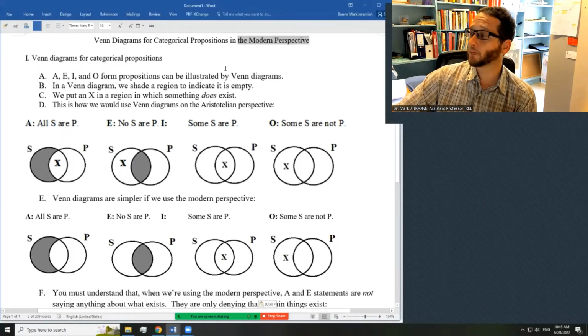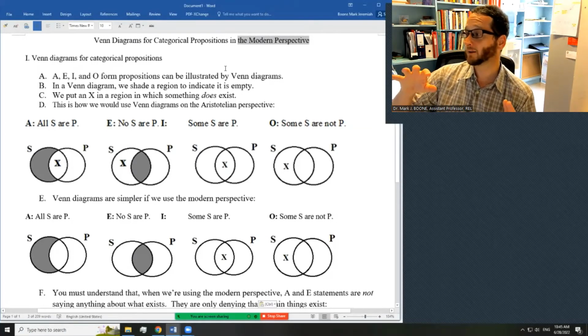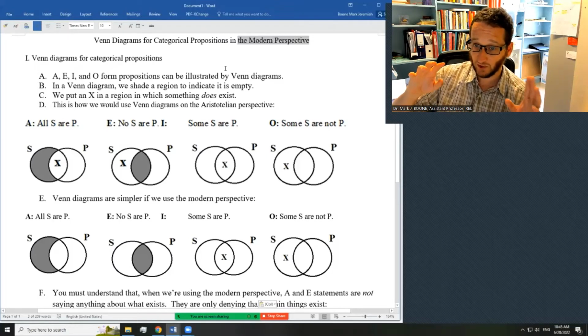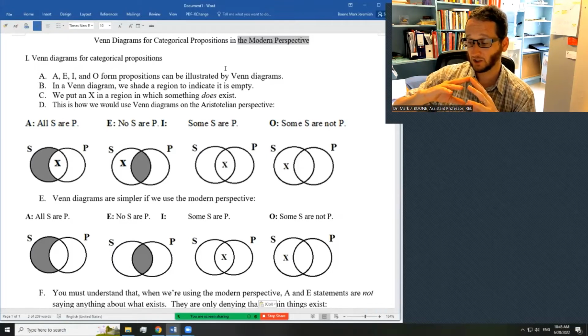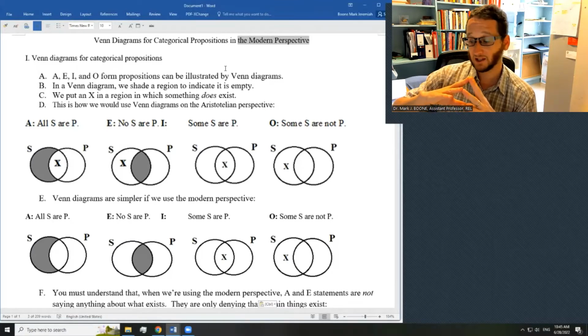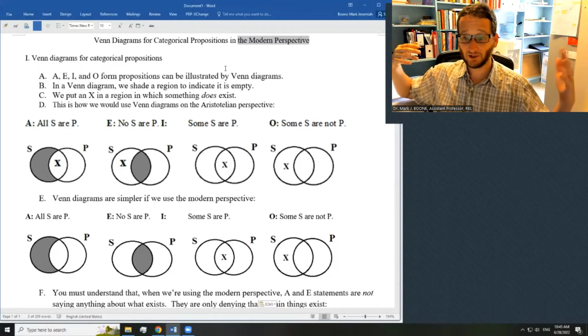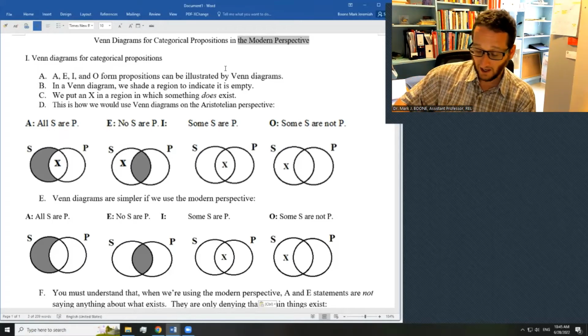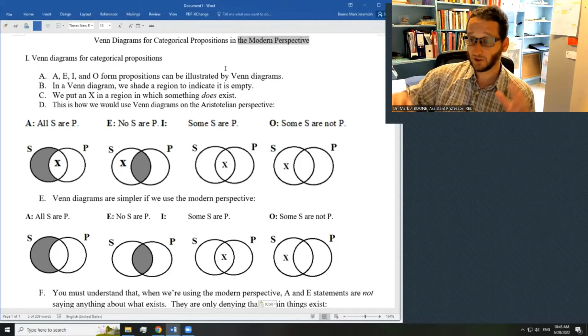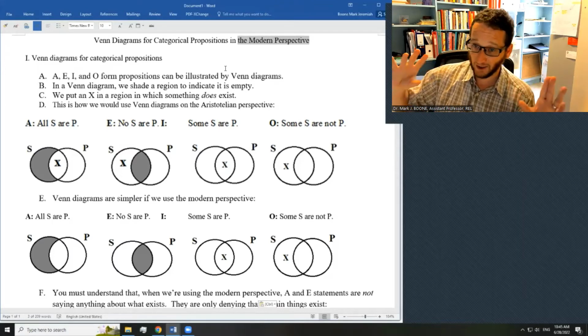All right, so we're going to learn how to do Venn diagrams using the modern perspective, not the old school Aristotelian perspective, on which it would be presumed that a statement like all guinea pigs are mammals implies that if anything is a guinea pig, then it is a mammal, and also implies that some guinea pigs really do exist. Those are different perspectives in philosophy of language, and they affect how we use some of our methods, and they're going to affect how we use this method. And we're going to learn the Venn diagram method using the modern perspective.